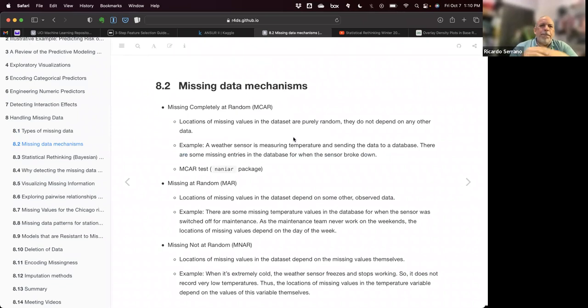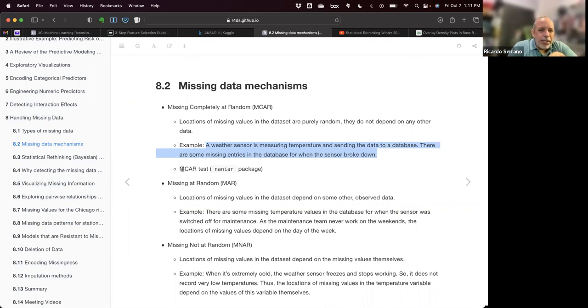Okay, so in the MCAR, as I explained before, those missing values have a random pattern. In other words, they don't depend on any other factor of the data. And the example that I gathered is this one. Imagine a weather sensor that is measuring temperature and sending data to a database, okay? It's an IoT, an internet device. There are some missing entries in the database for when the sensor broke down. So because there's a randomness in terms of the sensor breaking down, this could be a random pattern, but you have to study it.